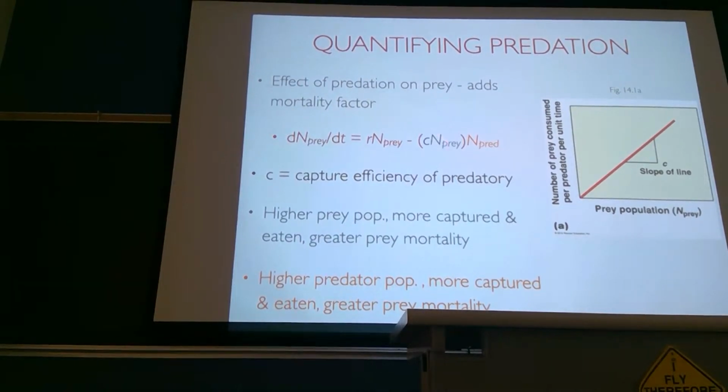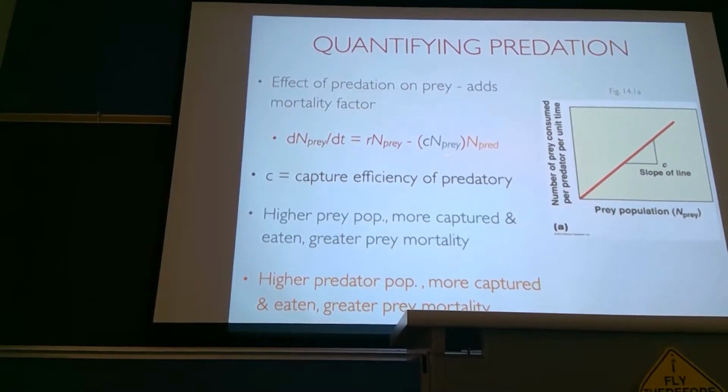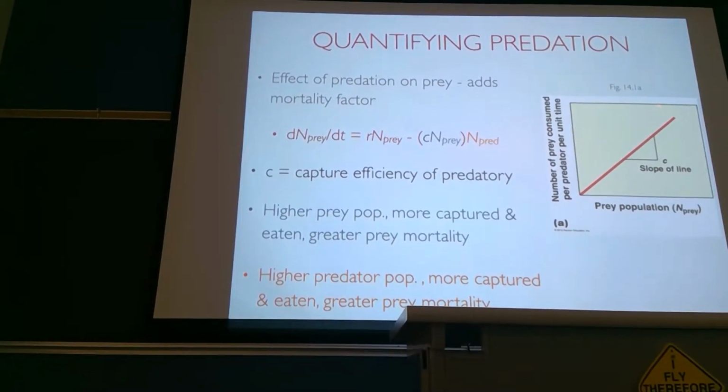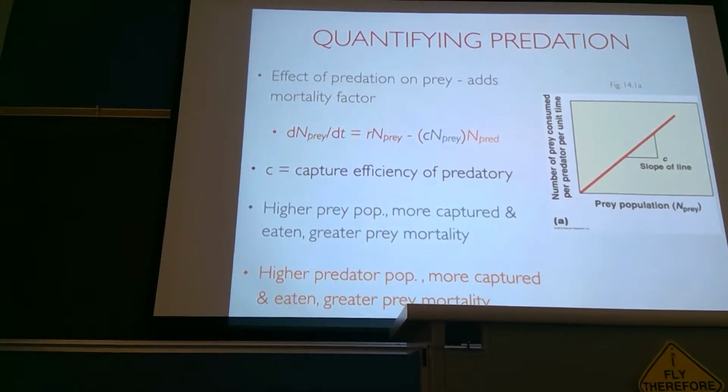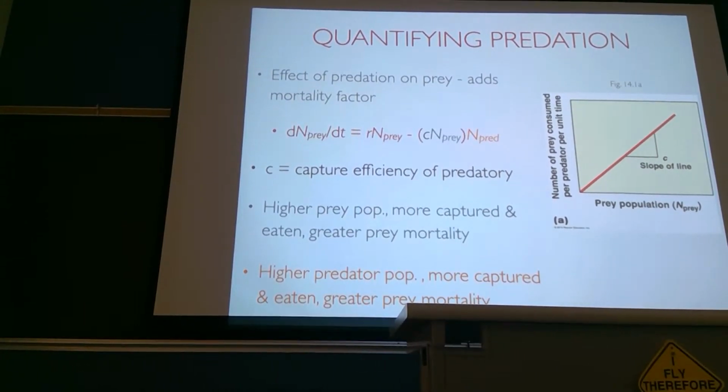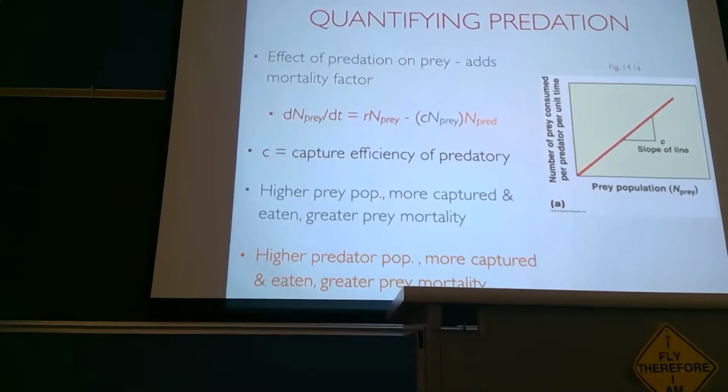So the higher the prey population, the more will be born, but the more will also be captured and eaten. You will get a higher mortality as the prey population increases. The higher the predator population, the more will be captured and eaten, the higher the prey mortality. And so there's a sweet spot here, right? Where you have just enough prey that you can be growing and reproducing, but not so many prey that you attract the attention of your predators.